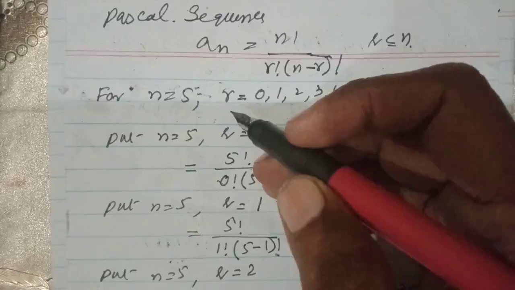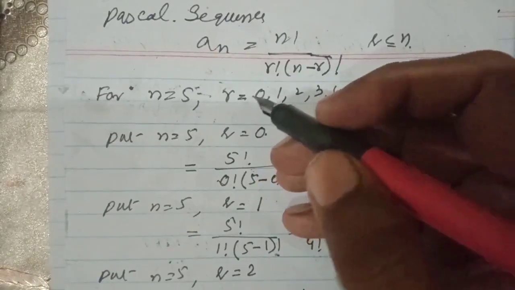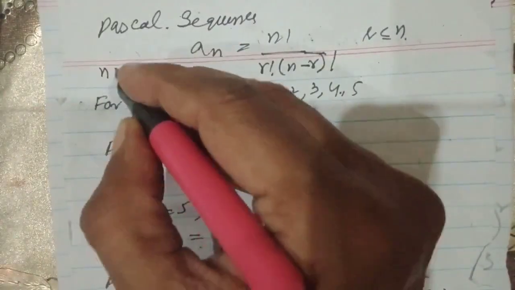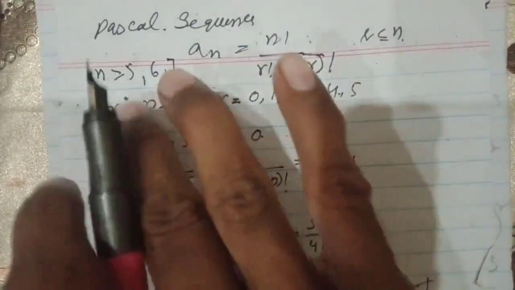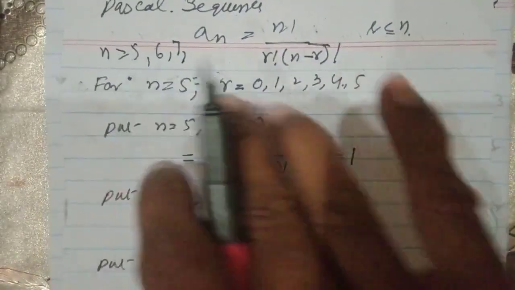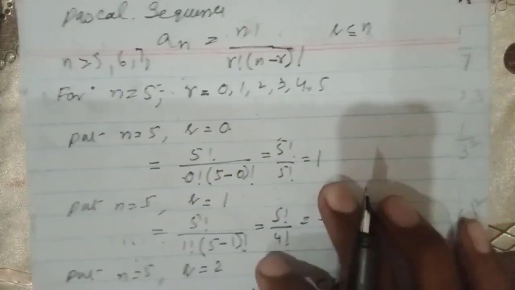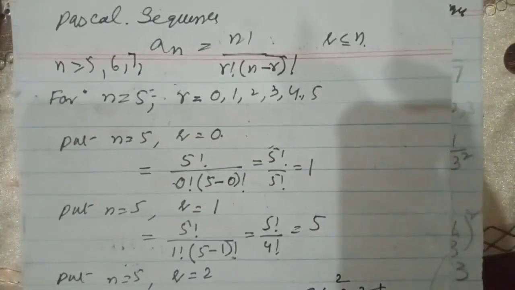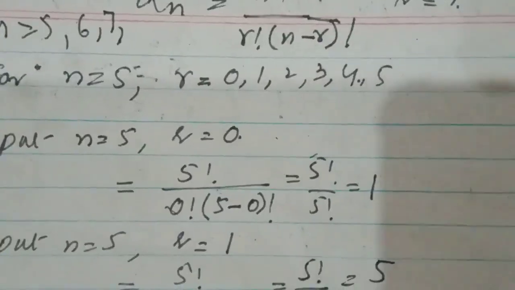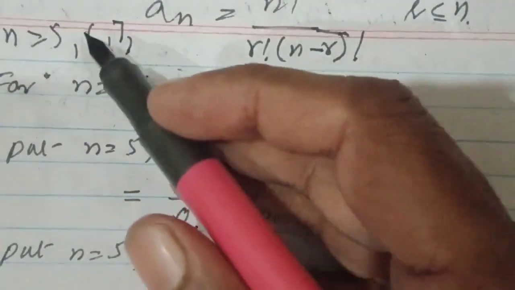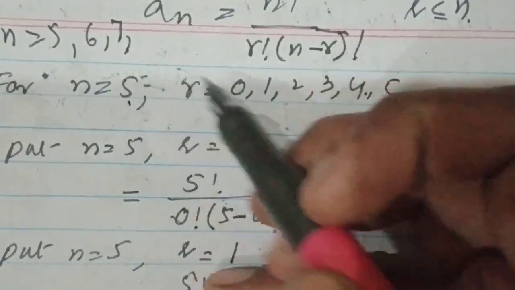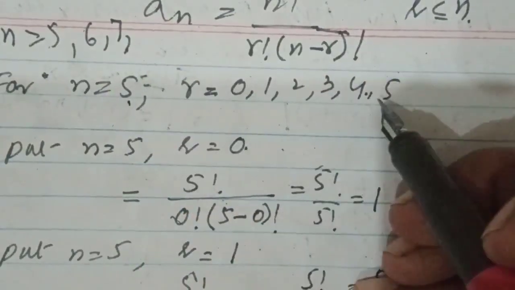Here in this question we have been given n is equal to 5, n is equal to 6, n is equal to 7. Now you have to find all these arrangements. I will only do the first one to help you understand. Now the arrangement for r is equal to 0, 1, 2, 3, 4. First I have to do n equal to 5. Next you have to take n is equal to 6, and then r will go up to 6.